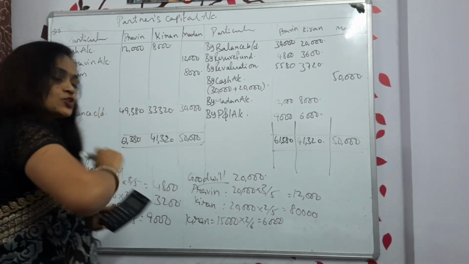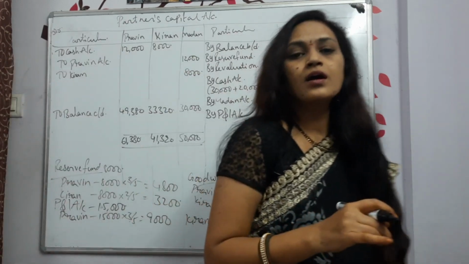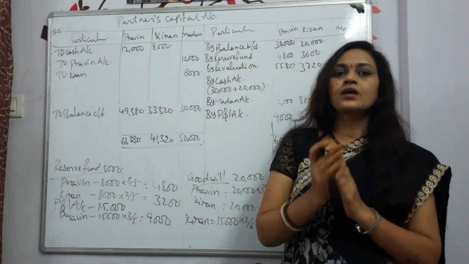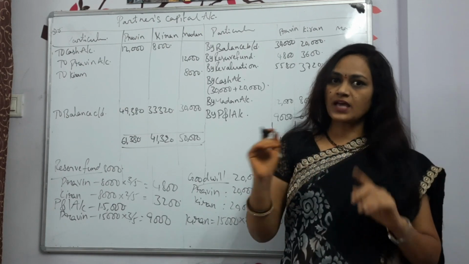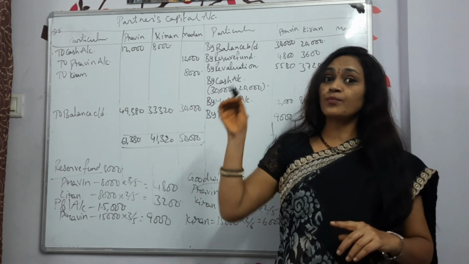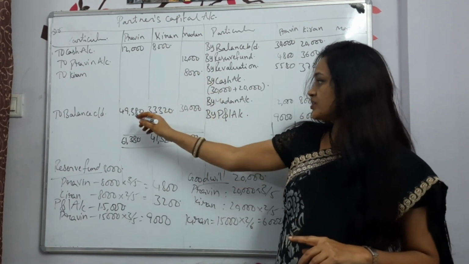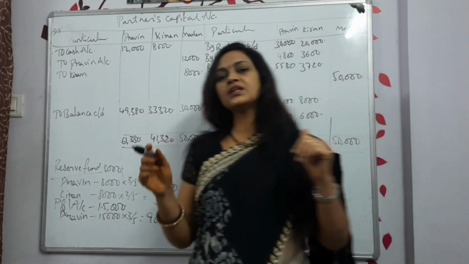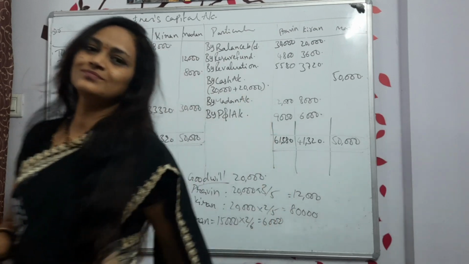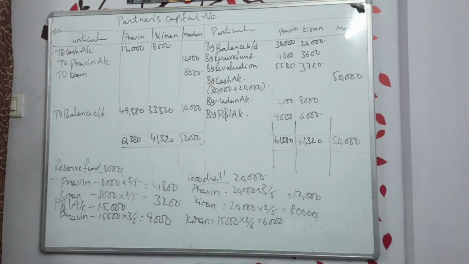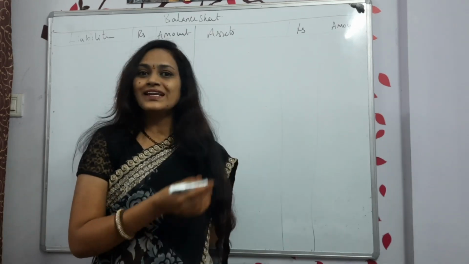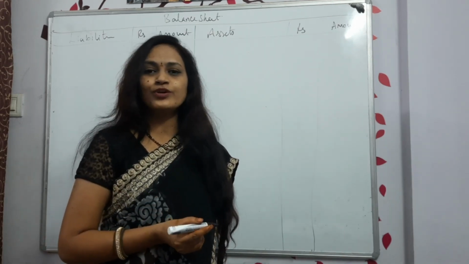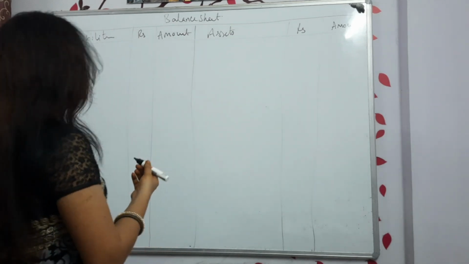This amount needs to be shown in the balance sheet at the place of partners' capital accounts. Okay, at the time of capital account, you have to mention these balances. Okay, please copy this one. Let's move on to the balance sheet fast. Yeah, let's start the balance sheet. Okay, what are the liabilities and assets we have?